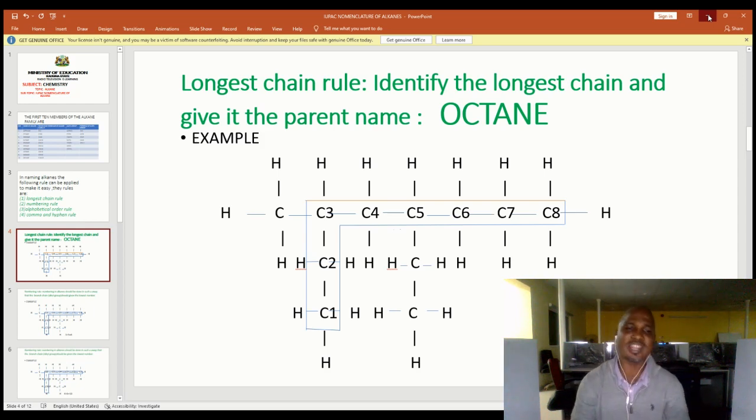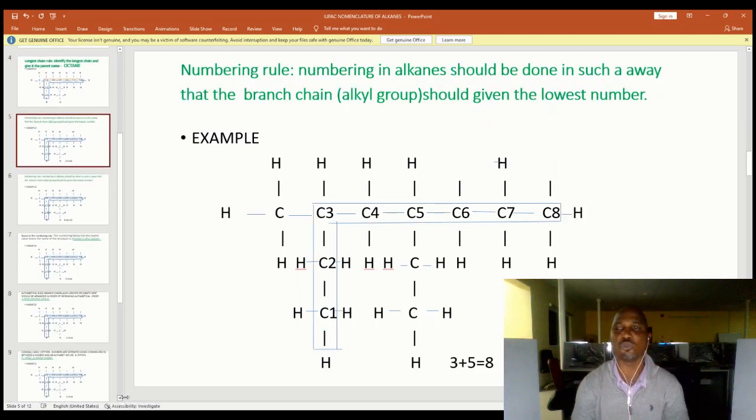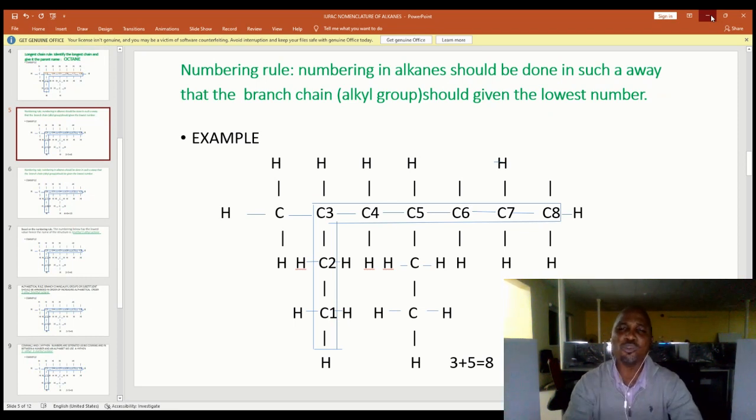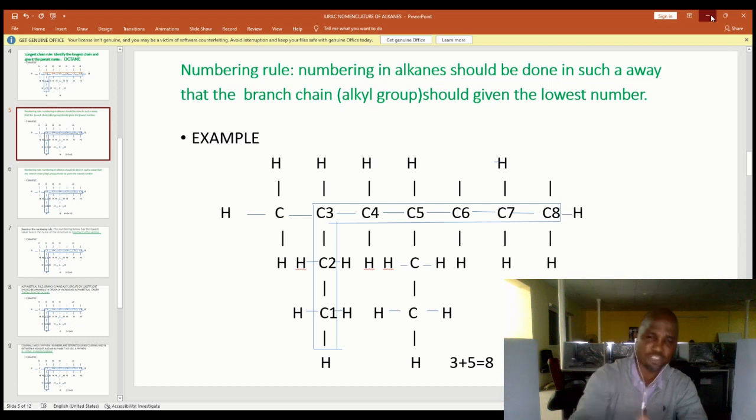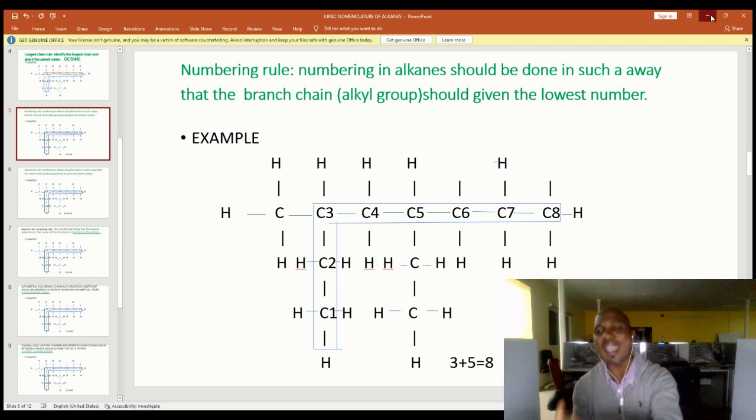Now, the next rule in the IUPAC nomenclature of alkanes is the numbering rule. The numbering rule has to do with the position of the alkyl group or the position of the branch. It states that numbering in an alkane should be done in such a way that the branch chain or alkyl group is given the lowest number. That means you can number from the bottom through the L shape to the 8th carbon atom, or you can start from the right, carbon number 1, through the L shape down. By this numbering, the first carbon on the L shape is 1, and as you move up from left to right, as displayed on the screen. But you can do it alternatively.